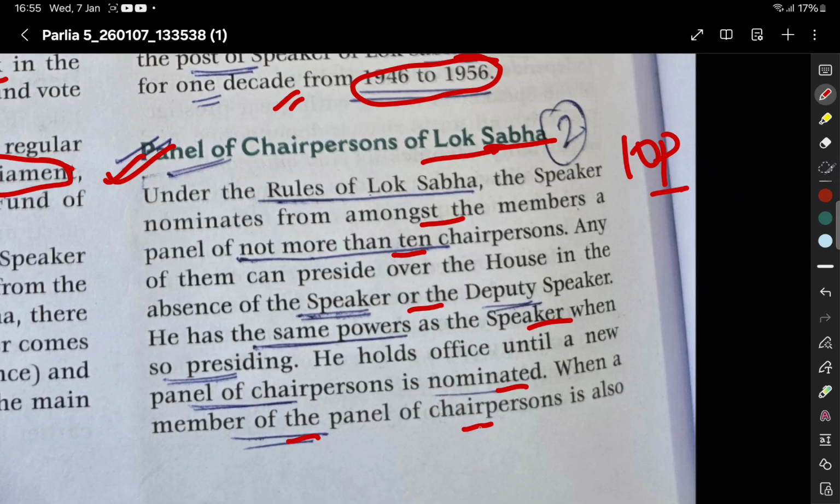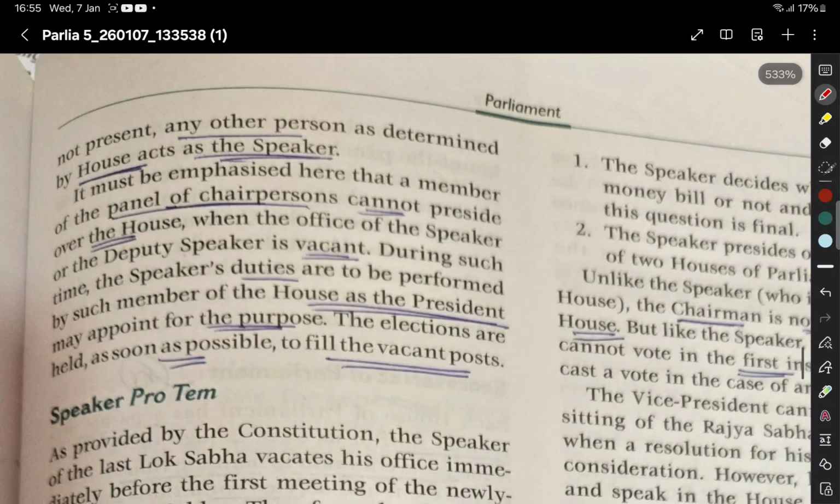If the member of the panel of chairpersons is also not present, any other person as determined by the House acts as Speaker. It must be emphasized here that a member of the panel of chairpersons cannot preside over the House when the office of the Speaker or Deputy Speaker is vacant. During such time, the Speaker's duties are to be performed by such member of the House as the President may appoint for the purpose. Elections are held as soon as possible to fill the vacant post.